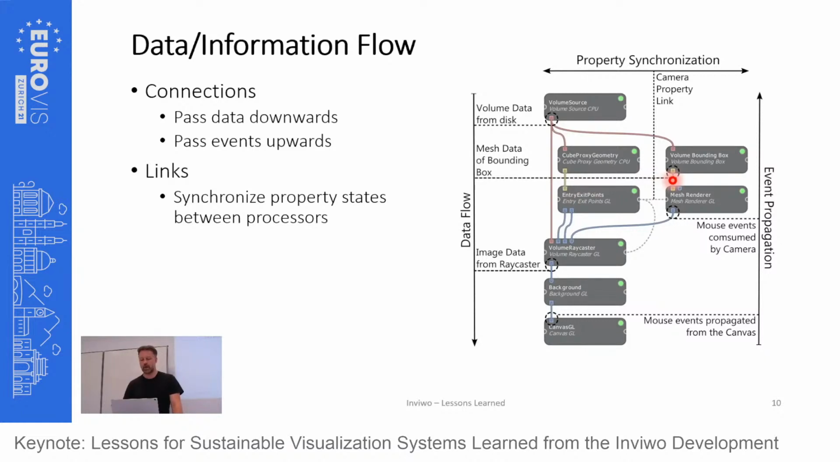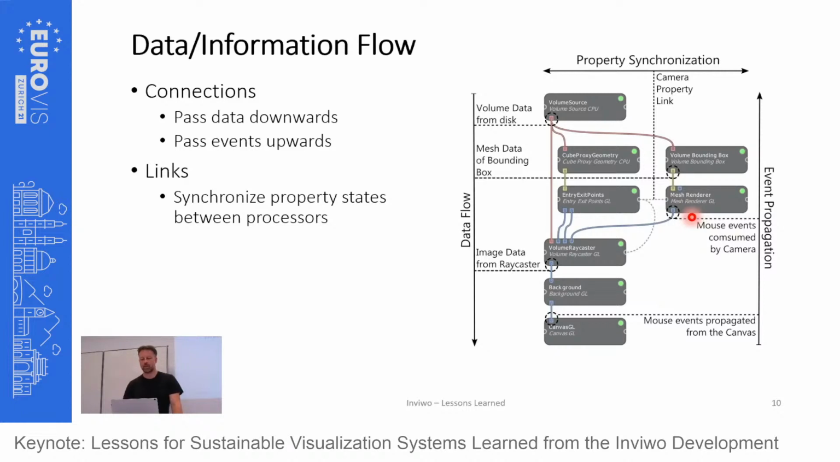Then we also have events, obviously. You want to interact with the visualization, so you need to deal with event handling. And events are actually propagated from bottom to top. So for instance, consider a mouse event initiated at the canvas level. This needs to be propagated up because it might have to result in a camera movement here at the mesh renderer.